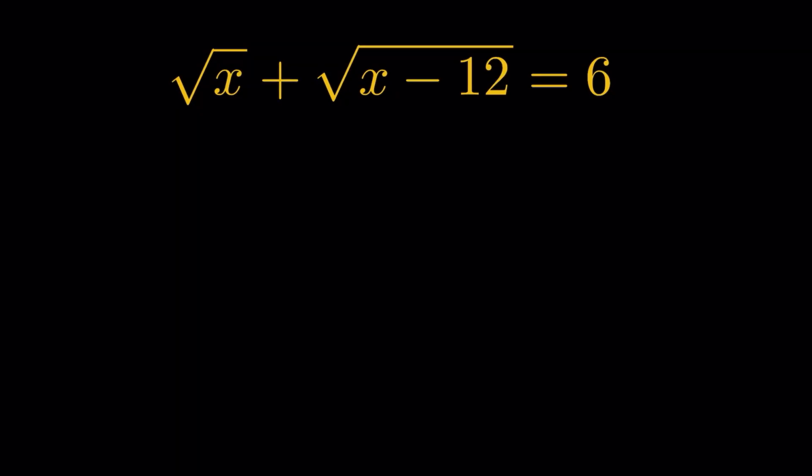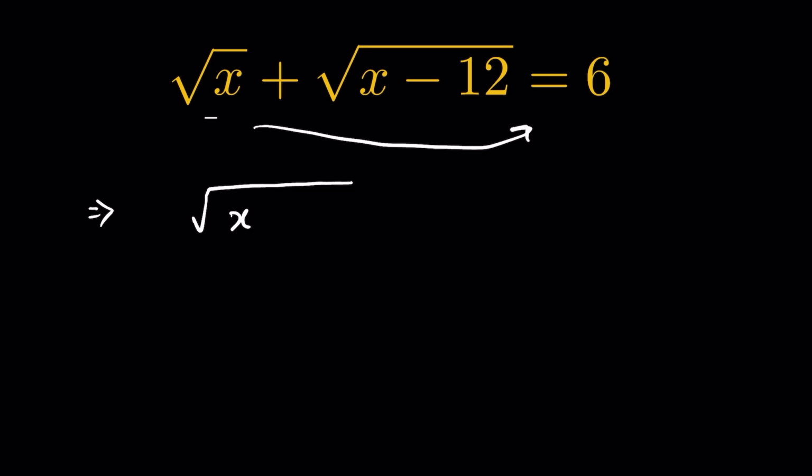Square root of x plus square root of x minus 12 equals 6. Find the value of x. So this we can solve. We send square root of x to the right hand side, so it is 6 minus square root of x. Positive becomes negative. Now let's square both the sides.